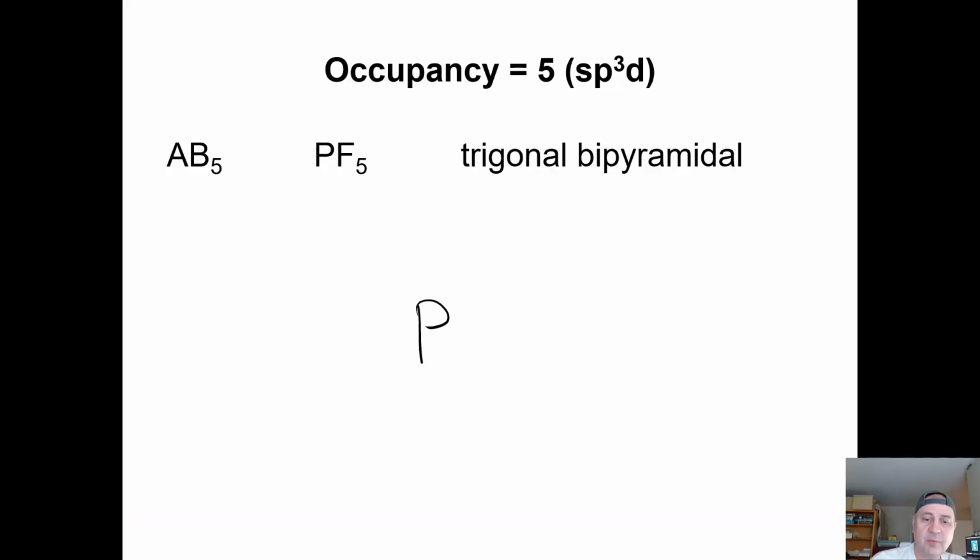I have a very simple example here, PF5, and I don't care how you draw it. I know what the structure is, the shape, so I can kind of draw it 3-dimensional. If I wanted to be even better to emphasize this shape, I would make that a wedged bond coming towards us, and then I would do the dashed bond here.